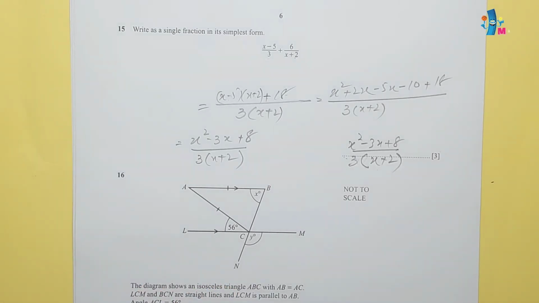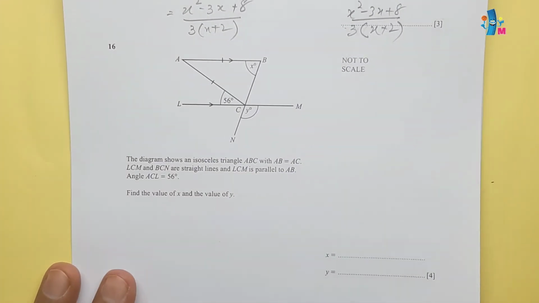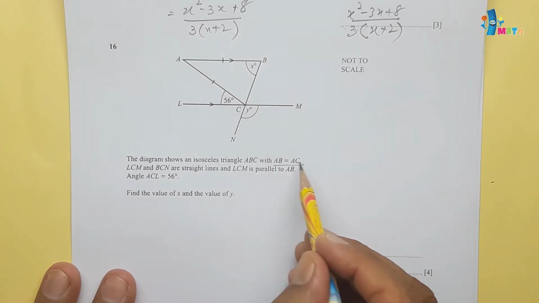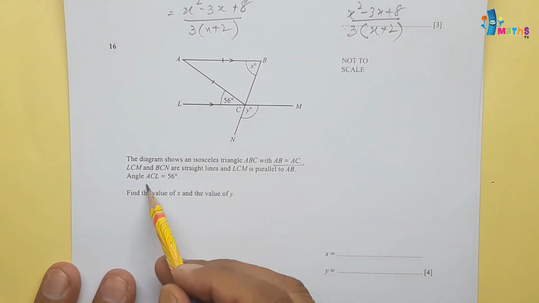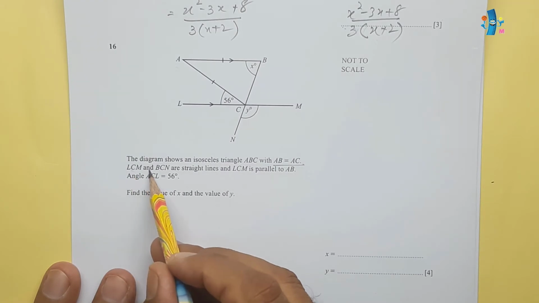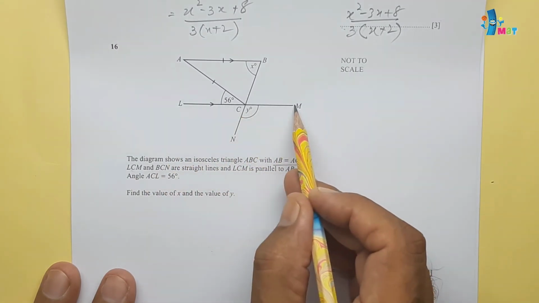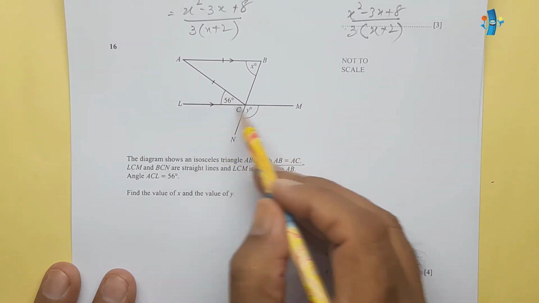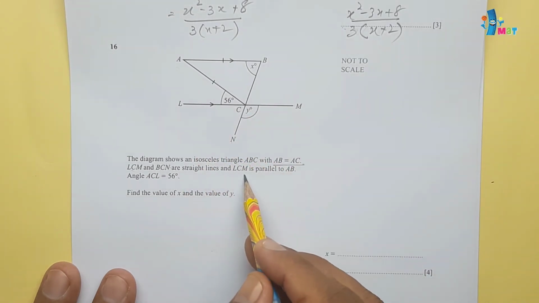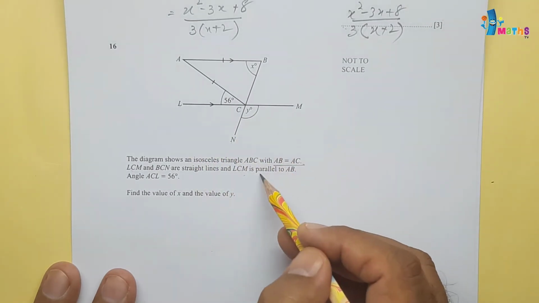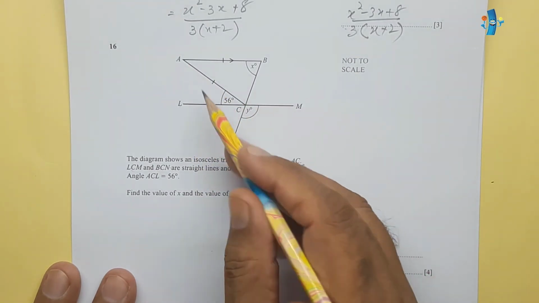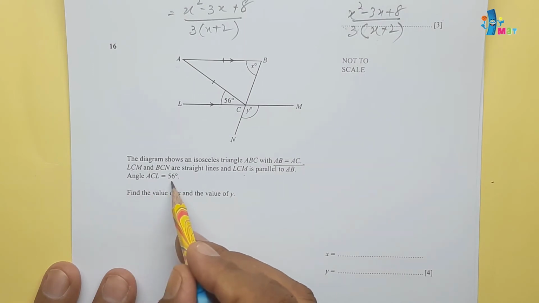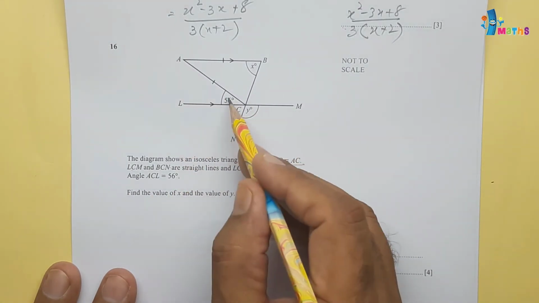Question number 16, a diagram is given. The diagram shows an isosceles triangle ABC with AB and AC equal to each other. LCM and BCN are straight lines, and LCM is parallel to AP. Okay, so these two lines are parallel. Angle ACL is 56.